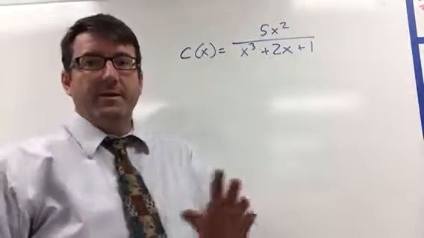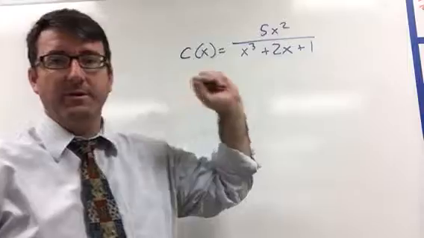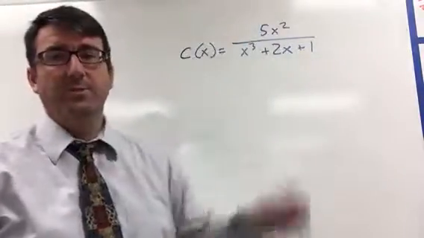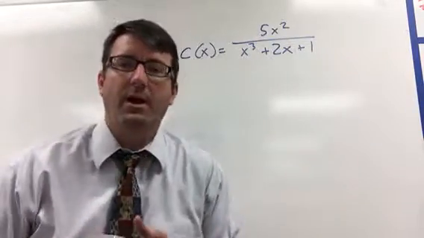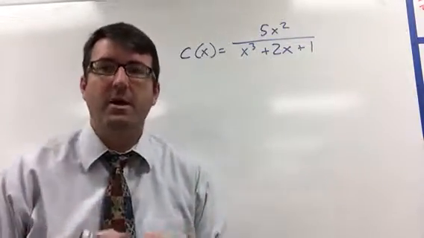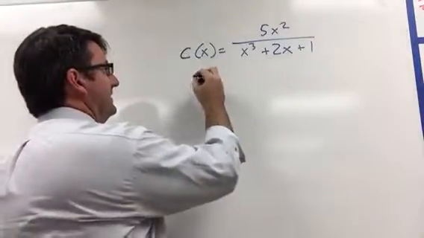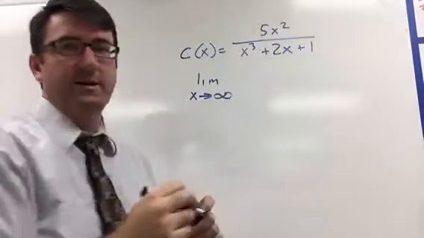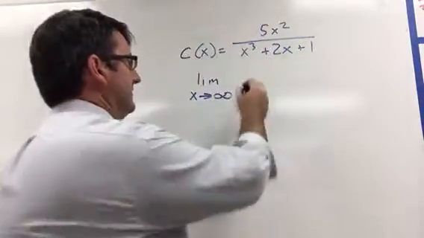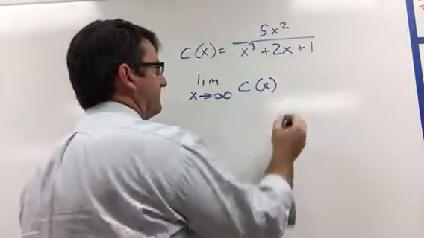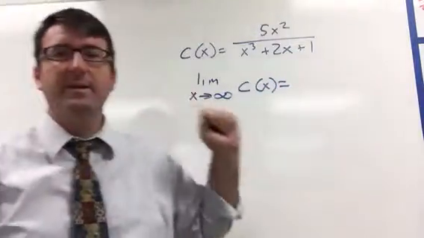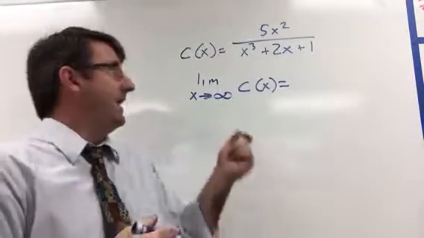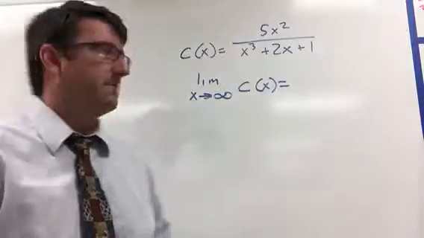All right, for number 37, we're asked to find the end behavior of this function, C of x equals 5x squared over x cubed plus 2x plus 1. To find the end behavior, what we're asking for is the limit as x approaches infinity of this function. So we want to figure out what the limit as x approaches infinity is of this function, and also what the limit is as x approaches negative infinity.